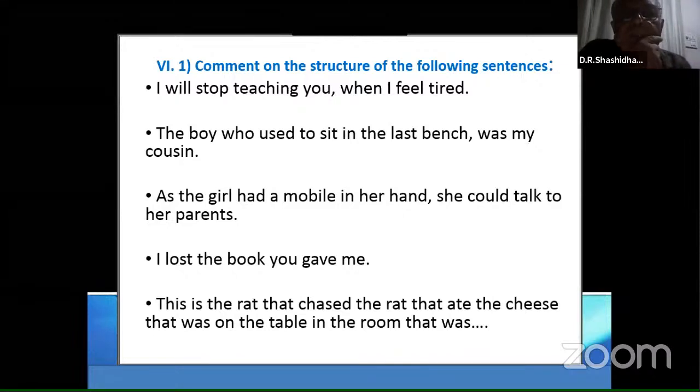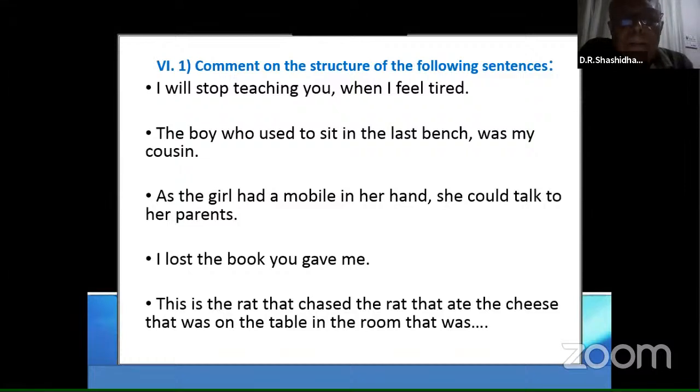Comments, please. It is a complex sentence. Why do you call it complex? Can you analyze this? What do you call this? I'll stop teaching you when I feel tired. Which one? Complex sentence. Can you be more specific about them? Madam Sudha, apart from saying complex, can you be a little more specific about your description? Very complex to me, Asha. Very nice. Okay.